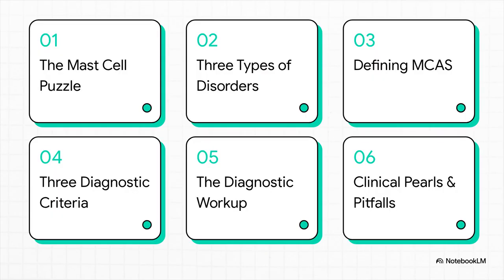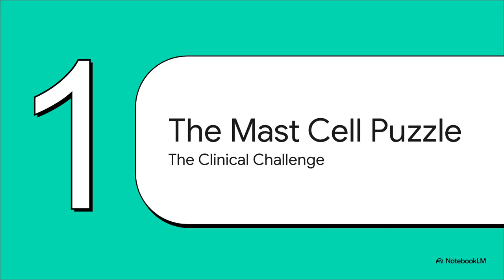So here's our game plan. First, we'll tackle why this is such a clinical puzzle. Then we'll build a really simple framework with the three main types of mast cell disorders. From there, we'll zero in on what MCAS actually is, walk through the three absolute must-have diagnostic criteria, cover the workup, and then we'll wrap up with some really practical clinical pearls and common pitfalls to watch out for. Okay, let's dive right in.